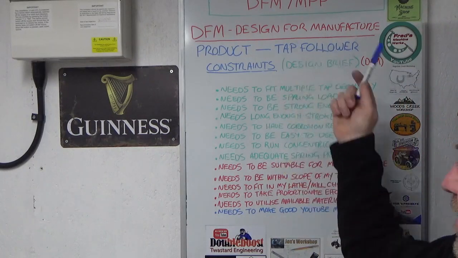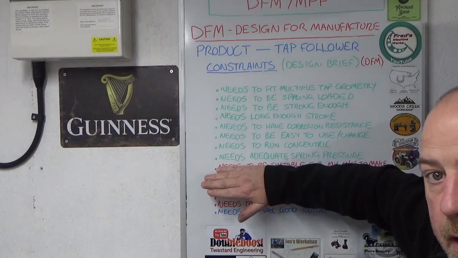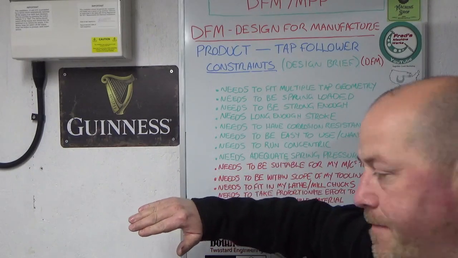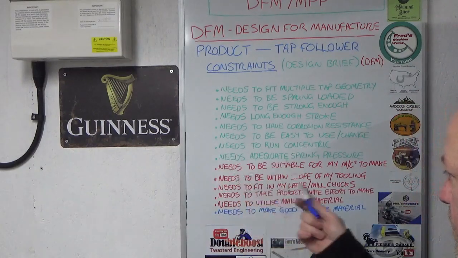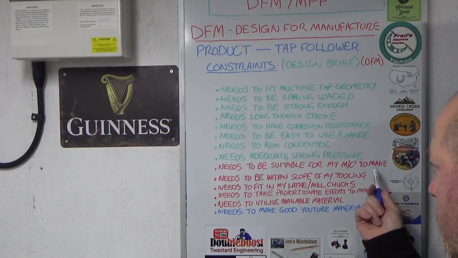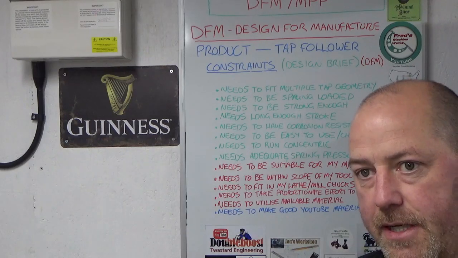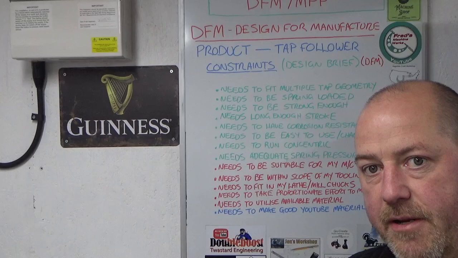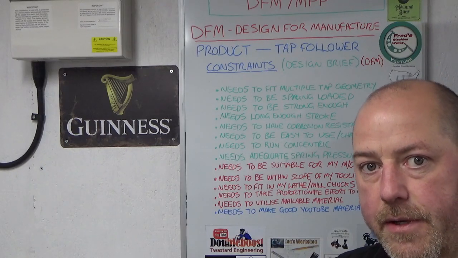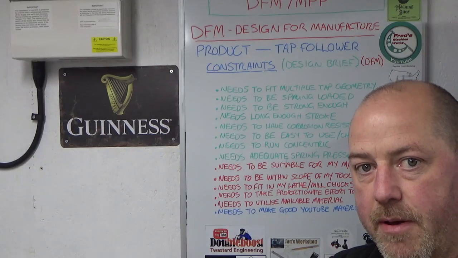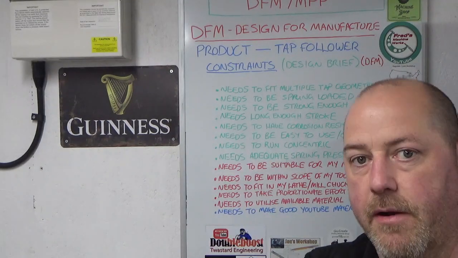Now if we look at the DFM consideration, if I looked at just those on their own, I would probably design a tap follower. But if I now look at my manufacturing considerations, it needs to be suitable for my machines to make. What I mean by that is, there's no point me designing something that when I come to manufacture it, I need to, on the lathe, hold it in a collet holder, because that's the only way I can grip it because of the design for the second operation, if you will, because I don't have a collet holder on the lathe.